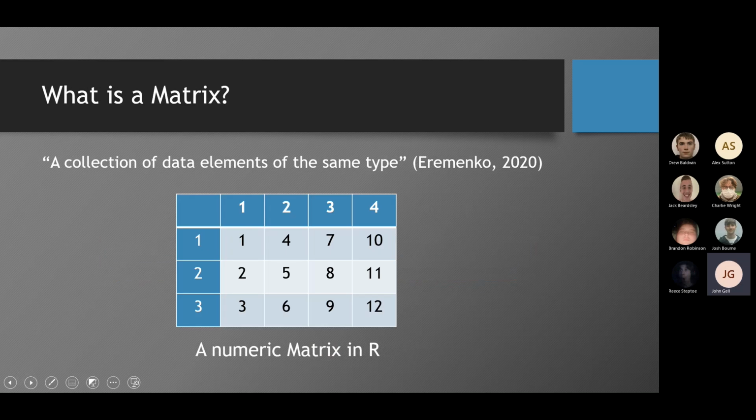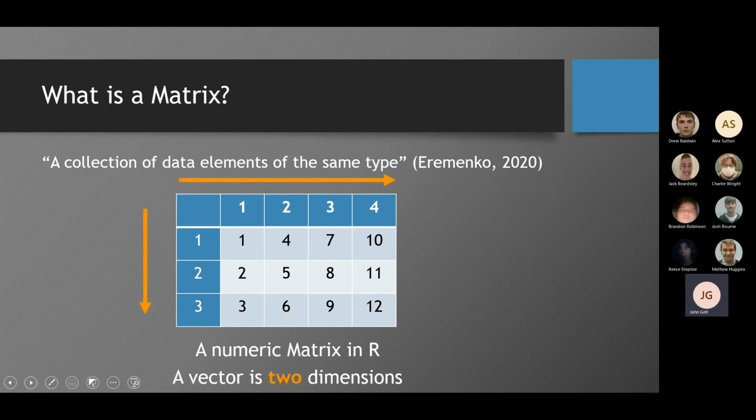A matrix is a collection of data elements of the same type, but where there are multiple dimensions. More than one dimension. And we're not talking about Doctor Strange and other dimensions here. We're talking about there are two dimensions. There are columns and there are rows. Why is this much more useful than what we had before with a single vector?